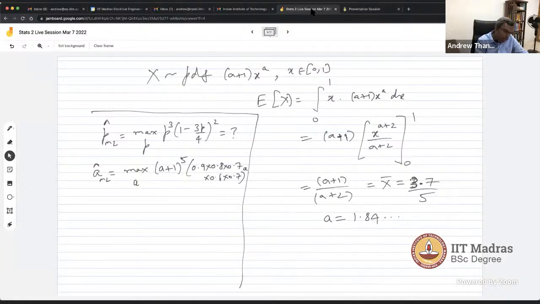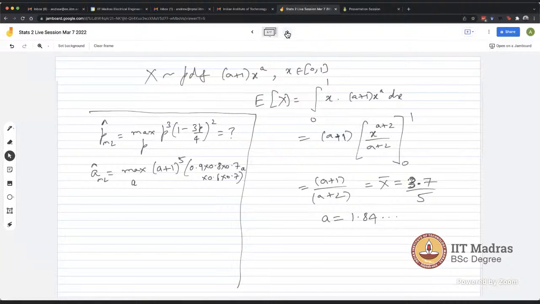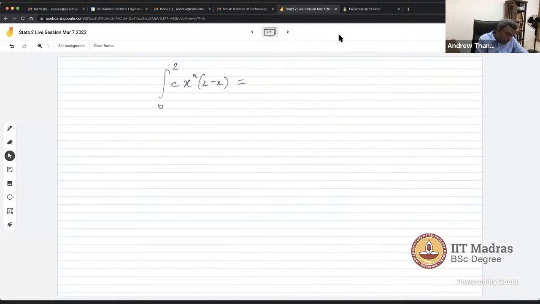The first thing to check, I'll go to a new page, is the integral of c times x^a times (2 minus x) from 0 to 2. So this one will be c times [x^(a+1)/(a+1)] evaluated between 0 and 2, minus c times [x^(a+2)/(a+2)] evaluated between 0 and 2.